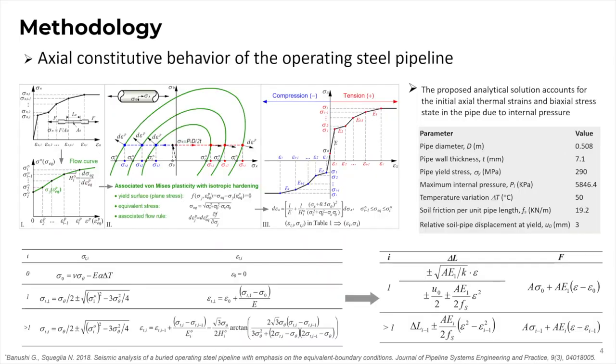This model employs the theory of plasticity for modeling the pipeline material based on the associated flow rule with the von Mises yield criterion and isotropic strain hardening. Compared to the state-of-the-art analytical models, the proposed analytical solution accounts for the initial axial thermal strains and biaxial stress state in the pipe due to internal pressure.